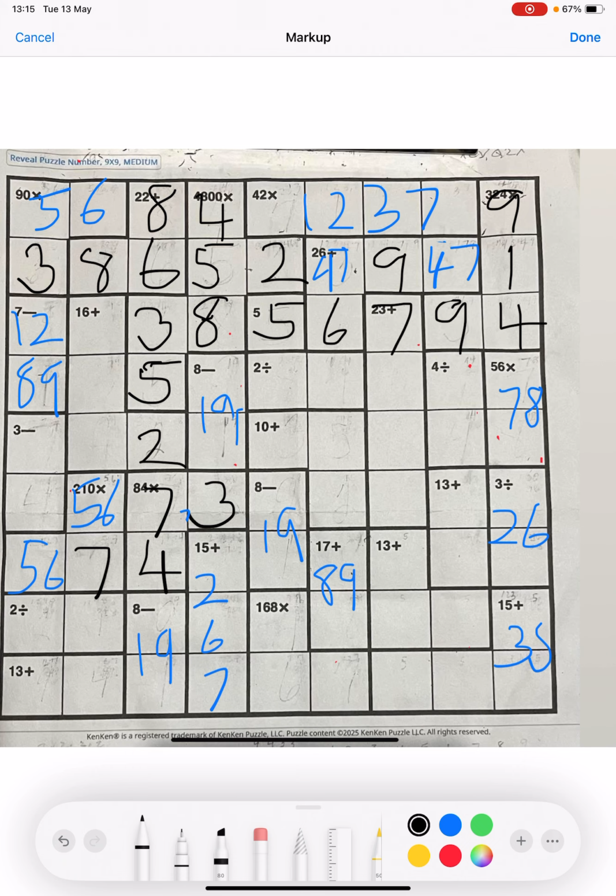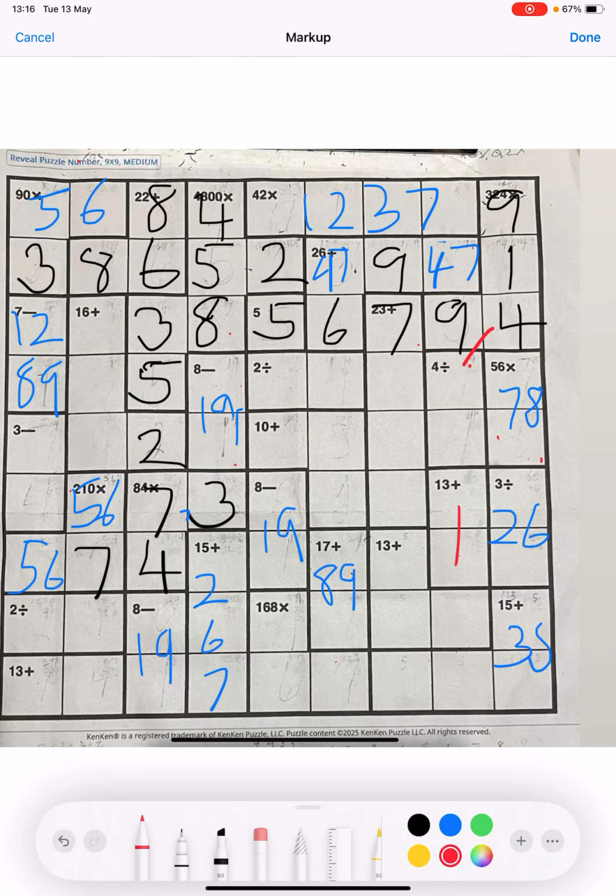So anything else jumping out? I've not looked at my 168 cage at the bottom. 7 times 24 is 168. So 746 or 738. And either of those still look possible. So I won't do anything there yet.